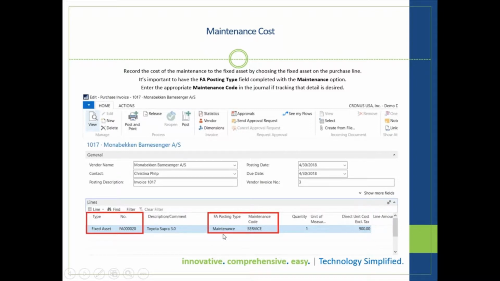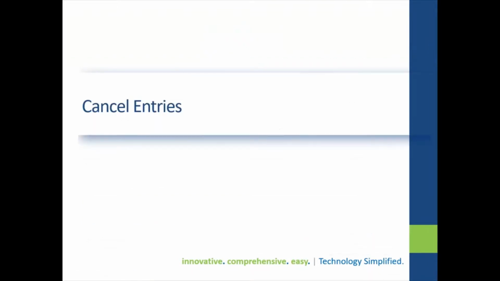So if you want to keep a log of the maintenance ledger entries against your fixed asset, you would pick your fixed asset that you're booking the expense for, indicate that it is the posting type of maintenance, and this is the optional maintenance code field that you would want to use if you want to keep track of the type of service and what you're paying for. And then, of course, whatever the expense is for that particular service that you're paying for.